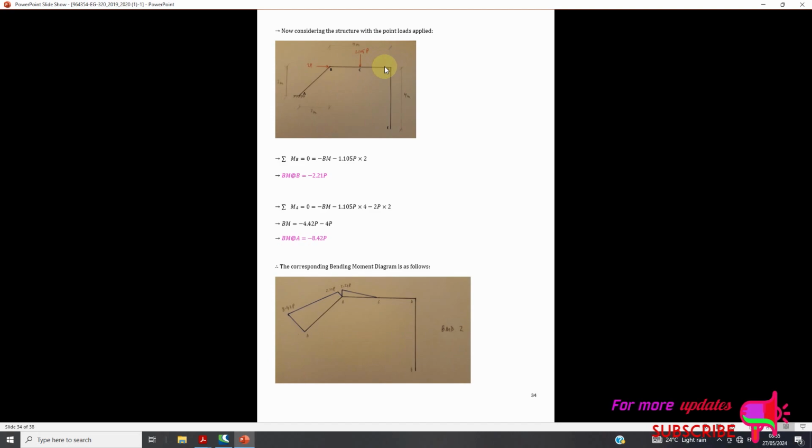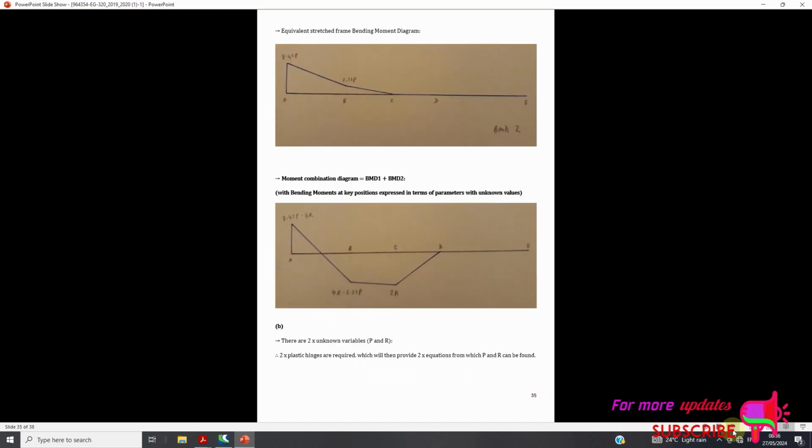Now, considering the structure with the point load applied, solving this algebraic equation, we get that BM at B is equal to negative 2.21P and BM at A is equal to negative 8.42P. The corresponding bending moment diagram is as follows. The equivalent sketch of the frame bending moment diagram is as follows.